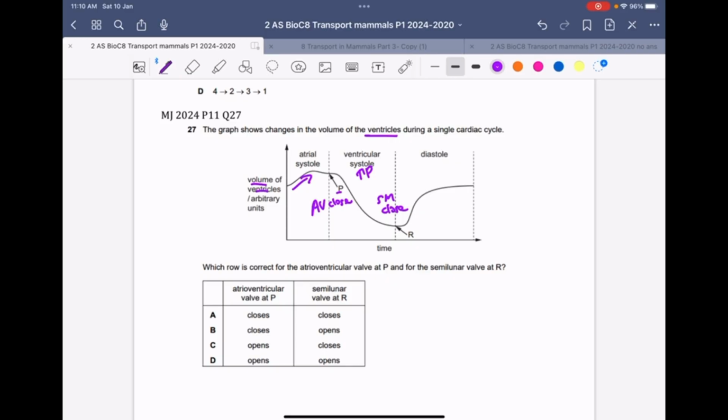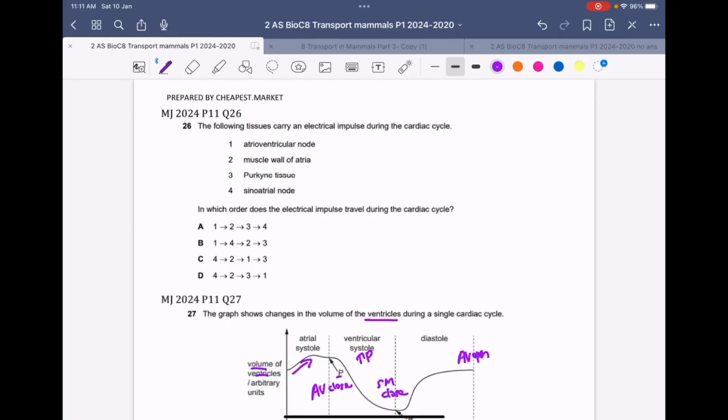So later, they will go to the diastole stage, at this phase the AV valve will start to open. So that's why it allows the increase in the volume of the ventricles, because they just receive the blood. The blood is just refilling the heart. So the answer is A. And the answer is C.